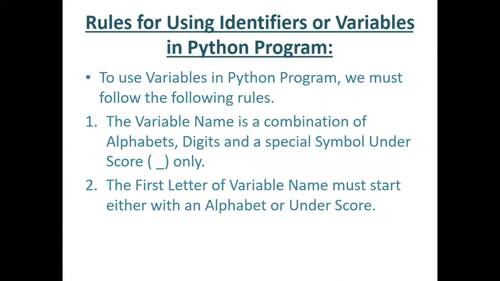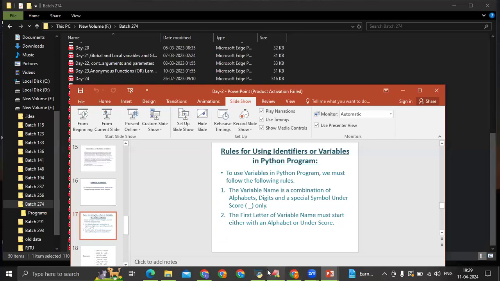Now, there are some rules which we need to follow while using variables in a Python program. The variable name can be a combination of alphabets, digits, and the special symbol underscore only. Please remember this. The first letter of a variable must start with either an alphabet or an underscore. If we try to write it with a number, we won't be able to go ahead.